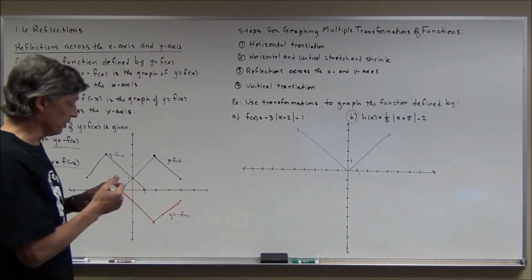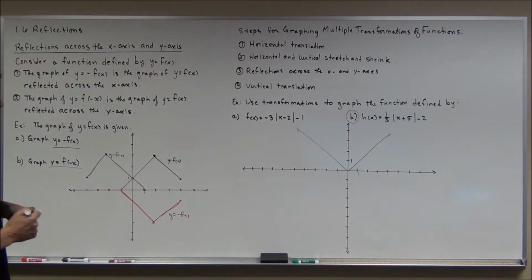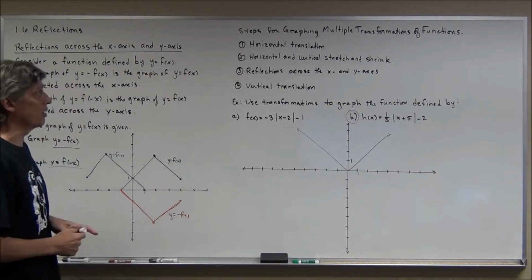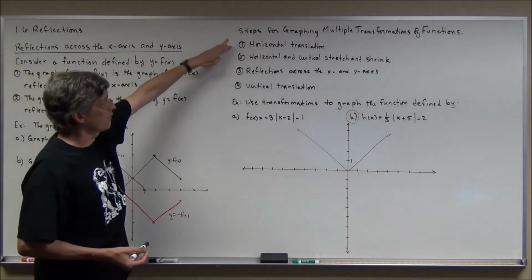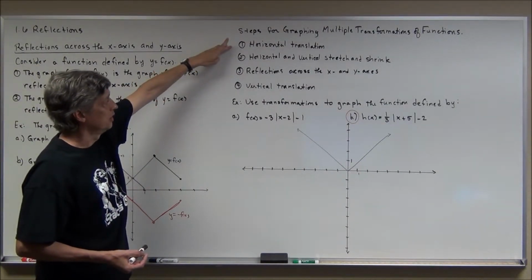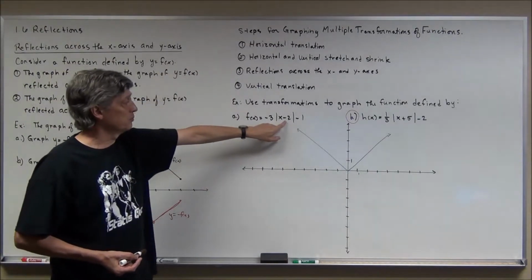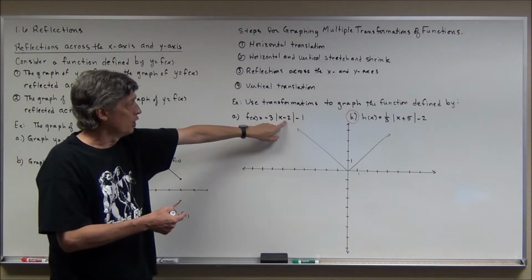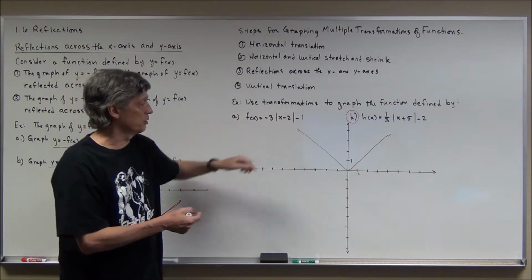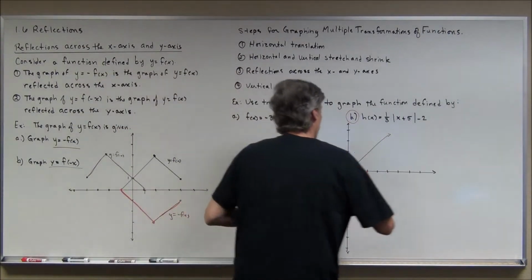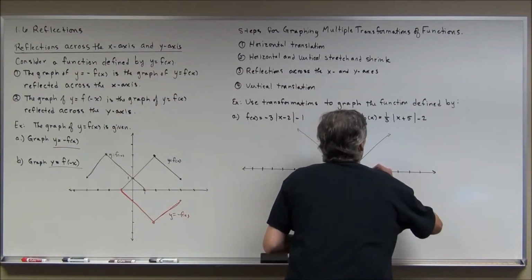Again, I would do this in pencil if I was doing this on paper, because what I want to do now is first do any horizontal translation. The horizontal translation means I'm shifting this V-shaped graph 2 units, because of the minus 2 here, to the right. So now my graph looks like this, 2 to the right.